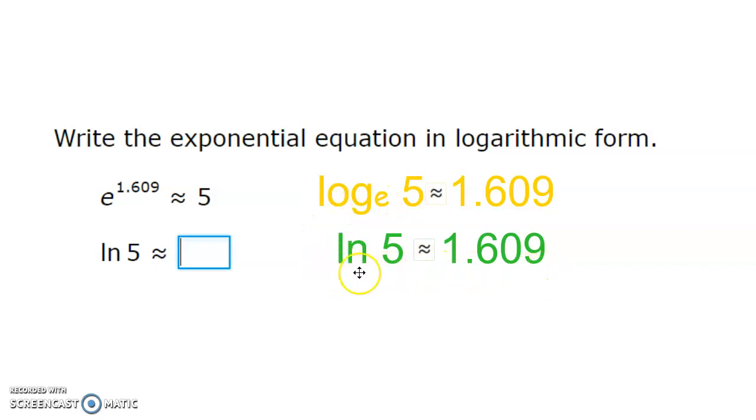Alright, so now that I have this in this form, I can come over here and fill in the blank. Notice I've got natural log 5, that's what I have right here, is approximately, in our case, 1.609. So what goes in the blank here is 1.609.